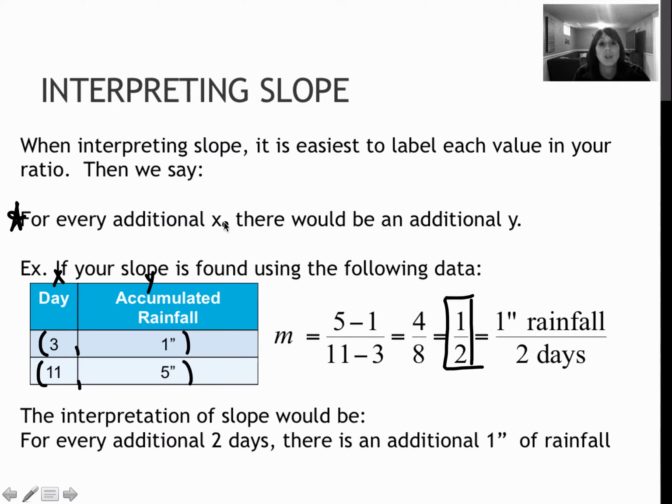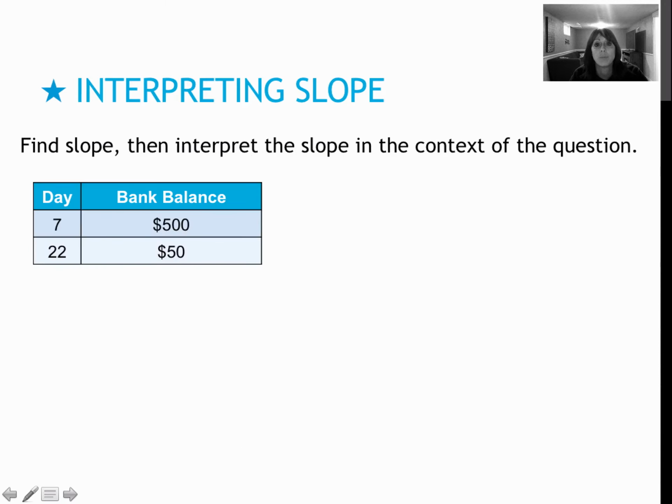So for every additional x, there would be an additional y. Remember, the x's are on the bottom. So in this case, I would say for every additional 2 days, because that would be the change in x, there is an additional 1 inch of rainfall. So for every additional x, or in this case 2 x's, there is an additional 1 inch of rainfall. That's how we would interpret that slope.